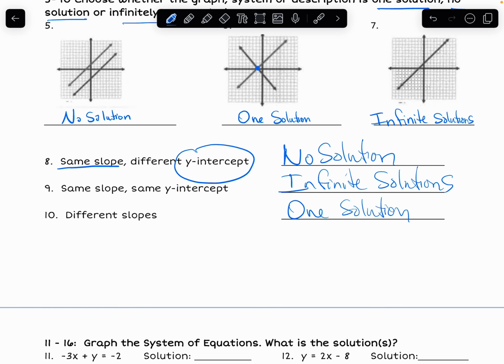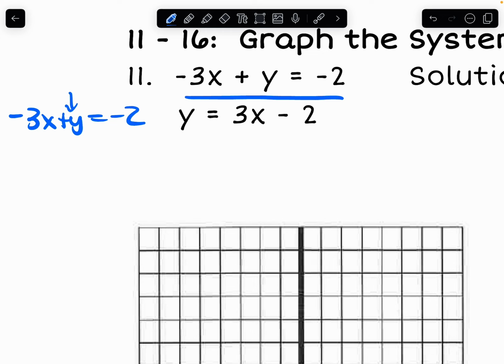Okay, so if I look at this first one right here, look at that. This first equation, that is not solved for y. So I can't do anything until that is solved for y. So I'm going to come out over here and I'm going to solve for y. I want the y by itself, so I'm going to add 3x to both sides. And I get y equals 3x minus 2. So my y-intercept for this one is 2. My slope for this one is 3, which is 3 over 1.